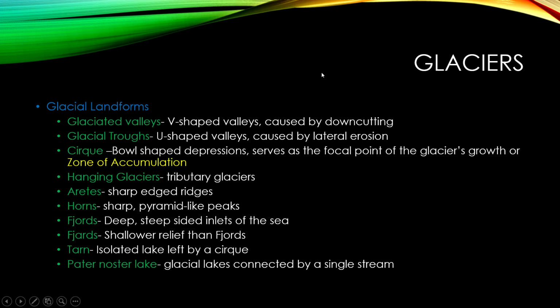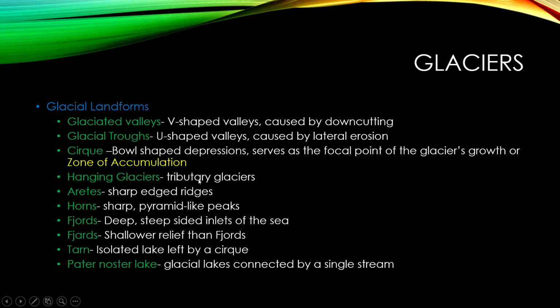And we have multiple landforms for the glacier. Glaciated valleys are the V-shaped valleys caused by downcutting, and glacial troughs are the U-shaped ones, caused by lateral erosion. So it is basically similar to your fluvial landforms. And we have the cirque, or the bowl-shaped depression that serves as the focal point of the glacier's growth. Basically, it marks the zone of accumulation.